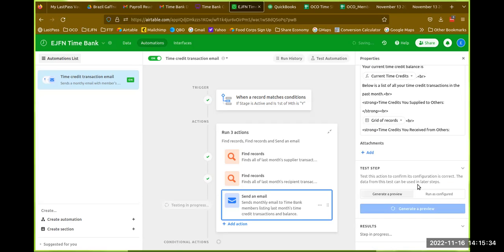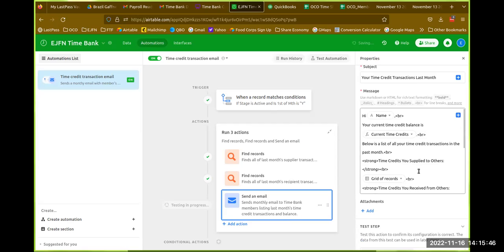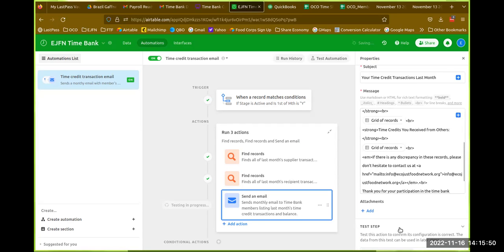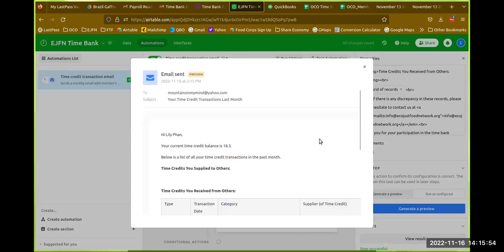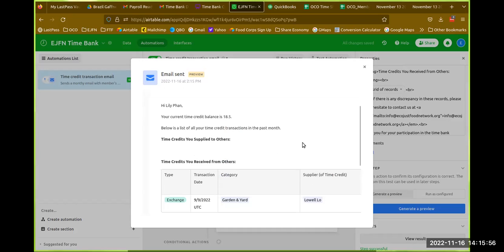Mm-hmm. And it's not working. Come on. It's okay. Anyways, I think there will definitely have to be some adjustments to the style. Here it is. Yeah.